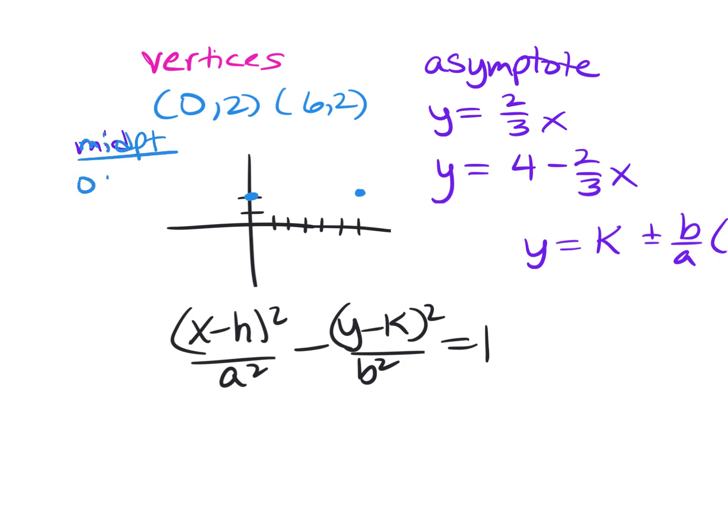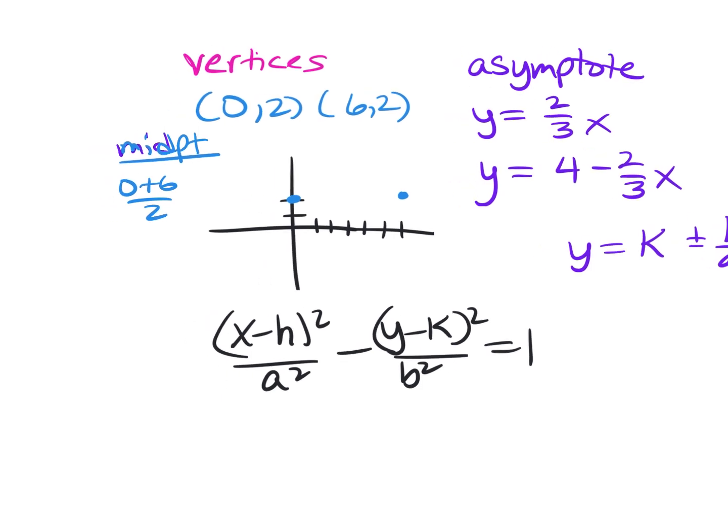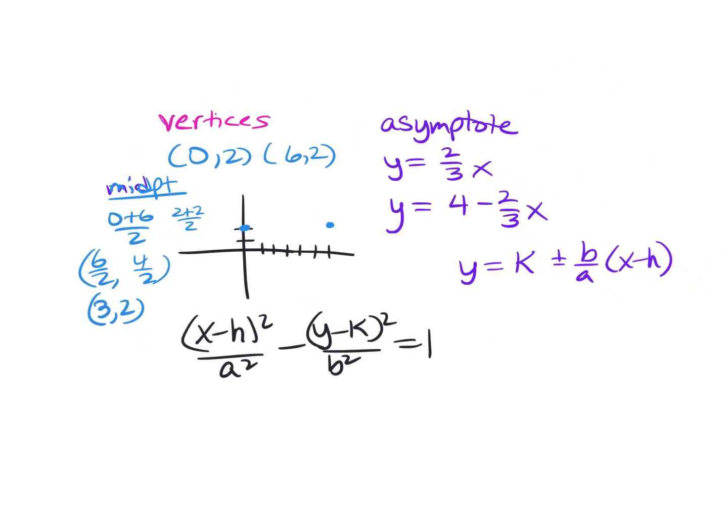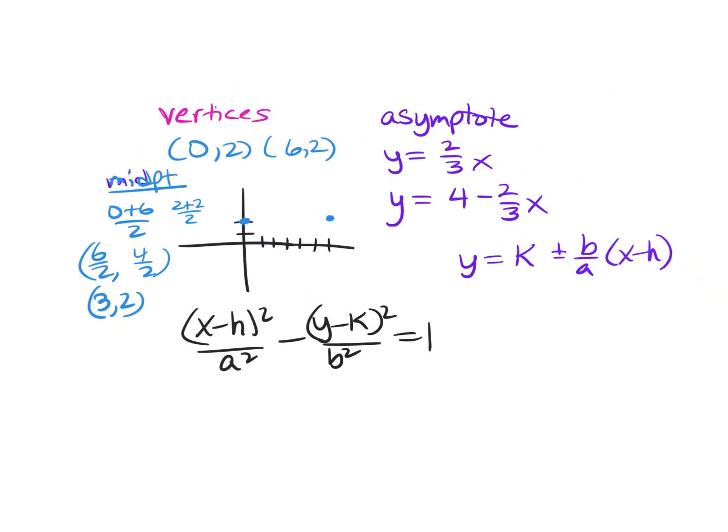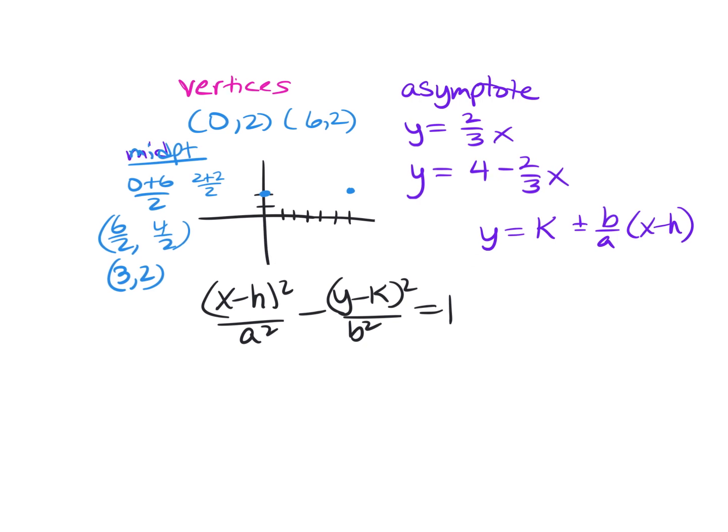So I'm going to do 0 plus 6, divide by 2, and 2 plus 2, divide by 2. So 6 over 2, 4 over 2. My center is the ordered pair (3, 2). So notice in my equation, let's go ahead and graph this. So my center, 1, 2, 3. So here's my center point.